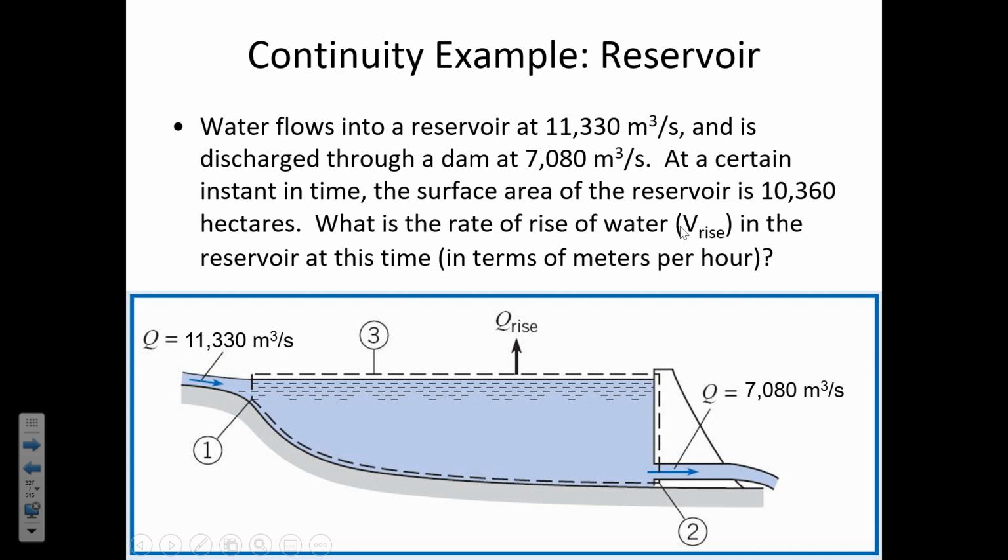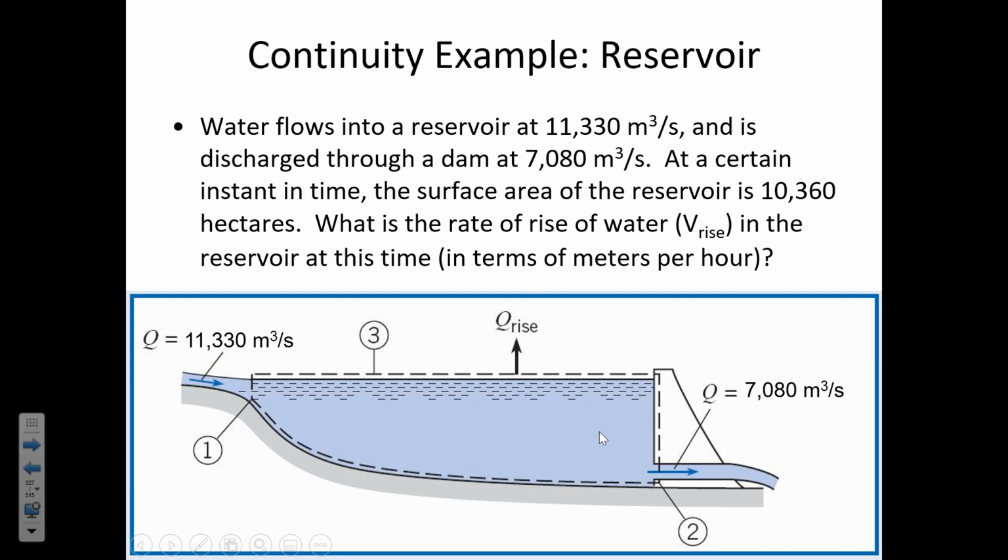Probably you're not familiar with hectares. Does anybody know what a hectare is? It's 100 meters by 100 meters. So 100 meters by 100 meters is 1 ha, hectare. All right, so what we're saying is that right now, this reservoir area is 10,360 hectares. And if you're looking down from above, that defines the area of the reservoir.